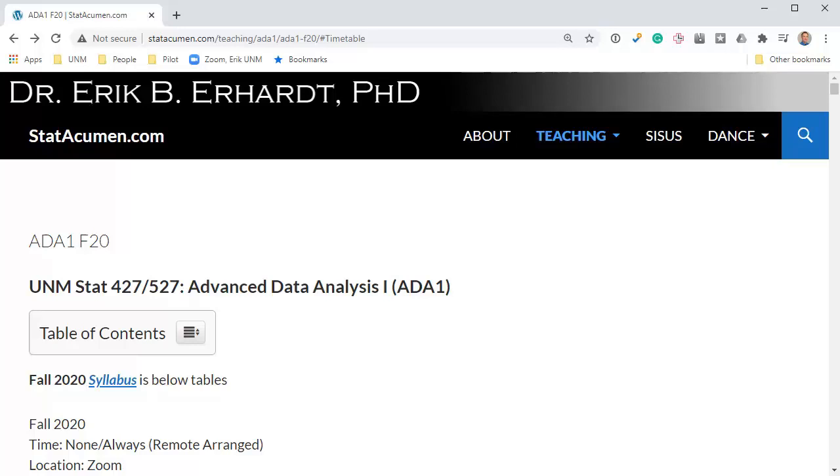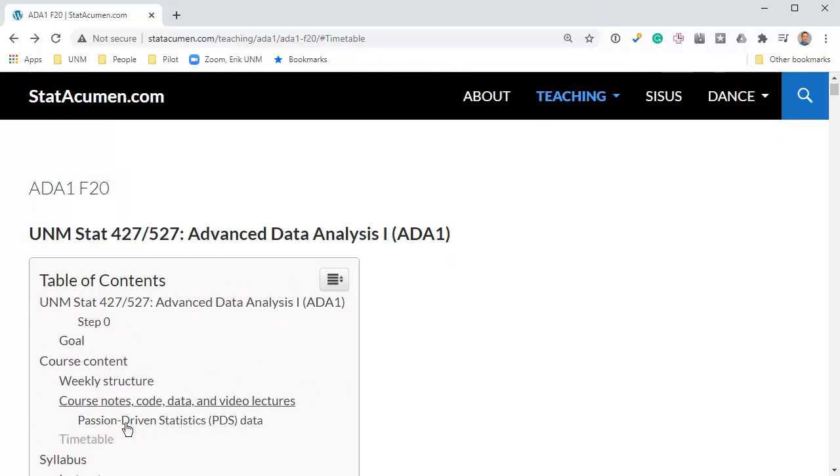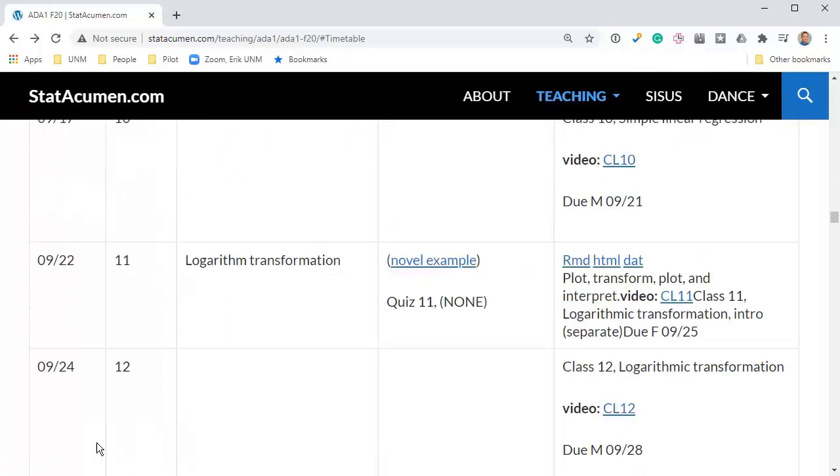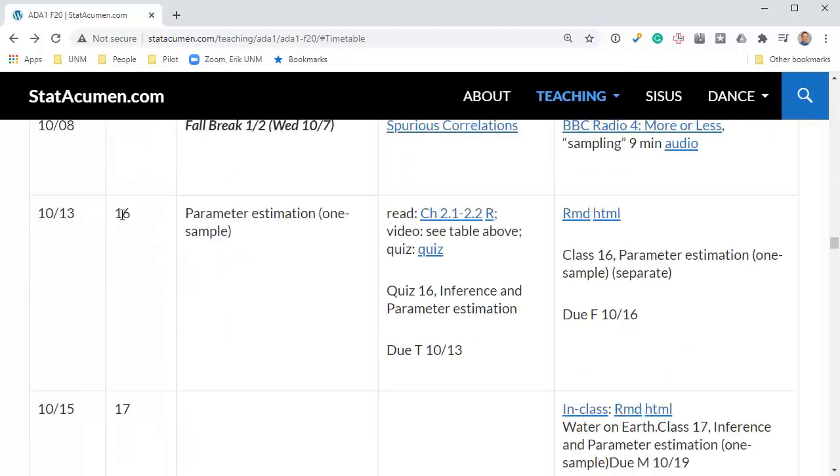In this video, I will get you started with Class 16, parameter estimation when we have a one sample problem. So I'm going to go down to the timetable, page down to Class 16 parameter estimation for one sample. And we do have an RMD file here, a markdown file, and an HTML to work on.